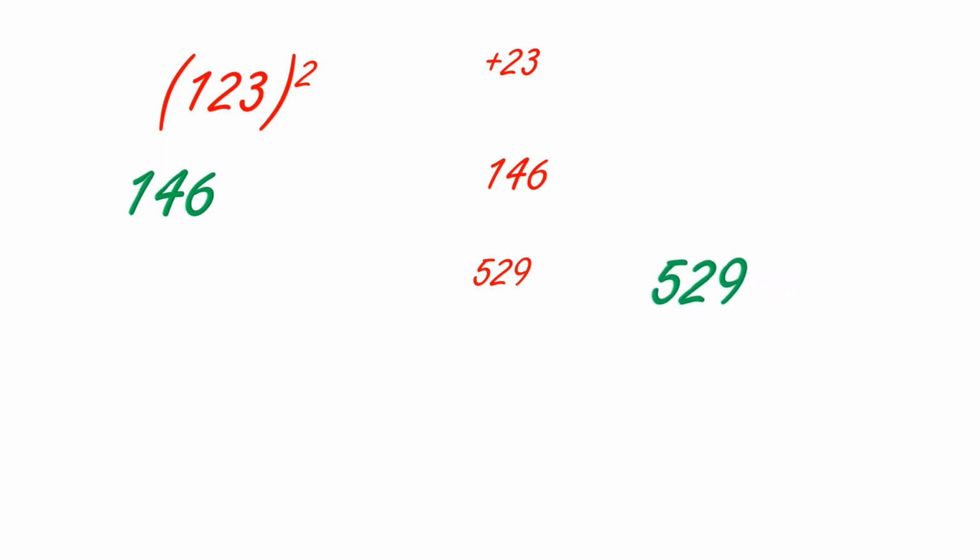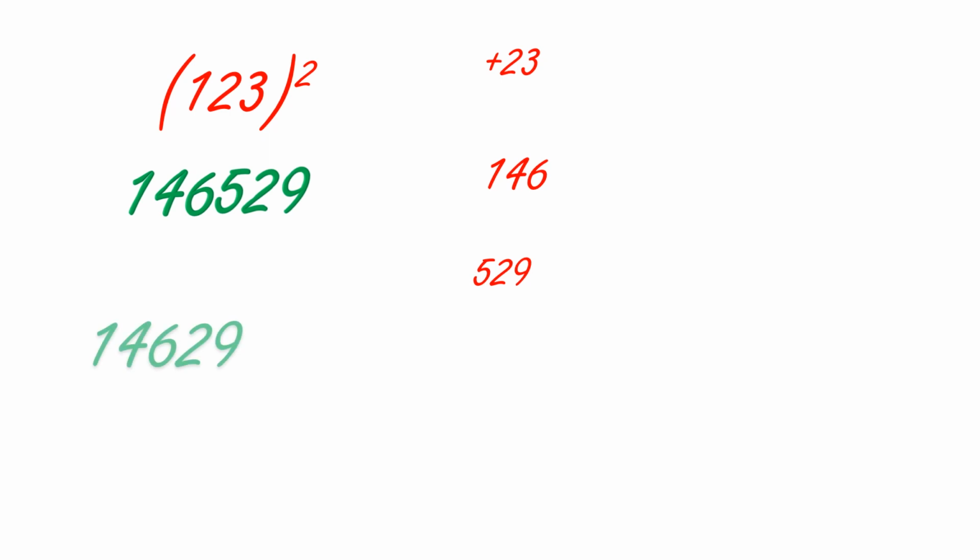Now 123 is 23 more than 100, so I have to add the same 23 to 123, the number itself, which gives me 146. 146 makes the first part of the answer. And then 23 is the difference, so 23 square is 529, which contributes to the second part of the answer. Now I can have only 2 digits in the second part, so 5 is carried forward, and 15129 is the answer.